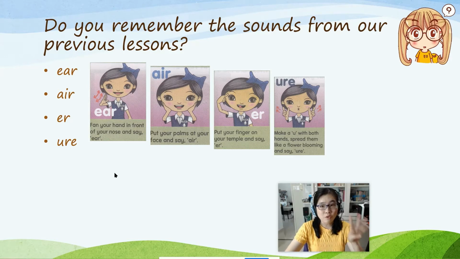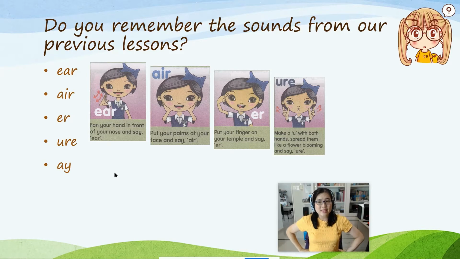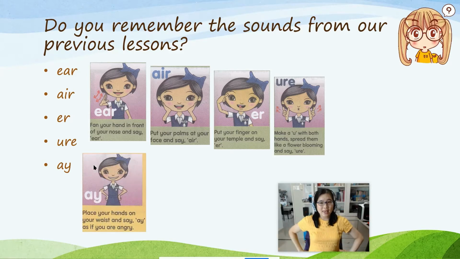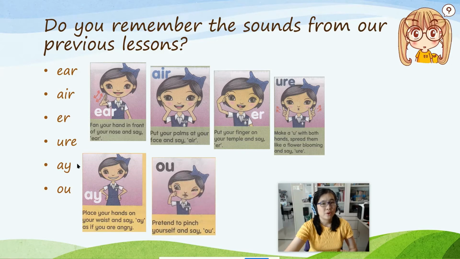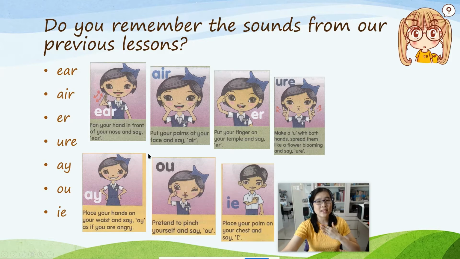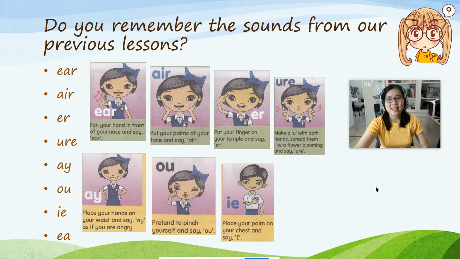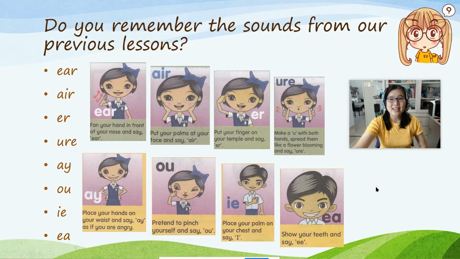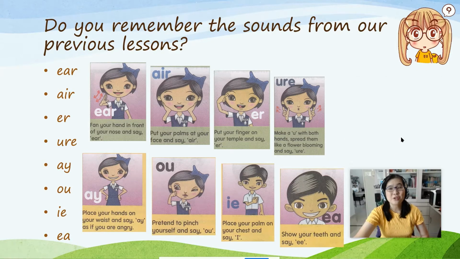Now, what about the next four sounds that we have learned in our second lesson? Do you still remember them? We have A-Y, A, and then we have O-U, ow. What about I-E, I? And the last one is E-A, E. So do you still remember all these 8 sounds?